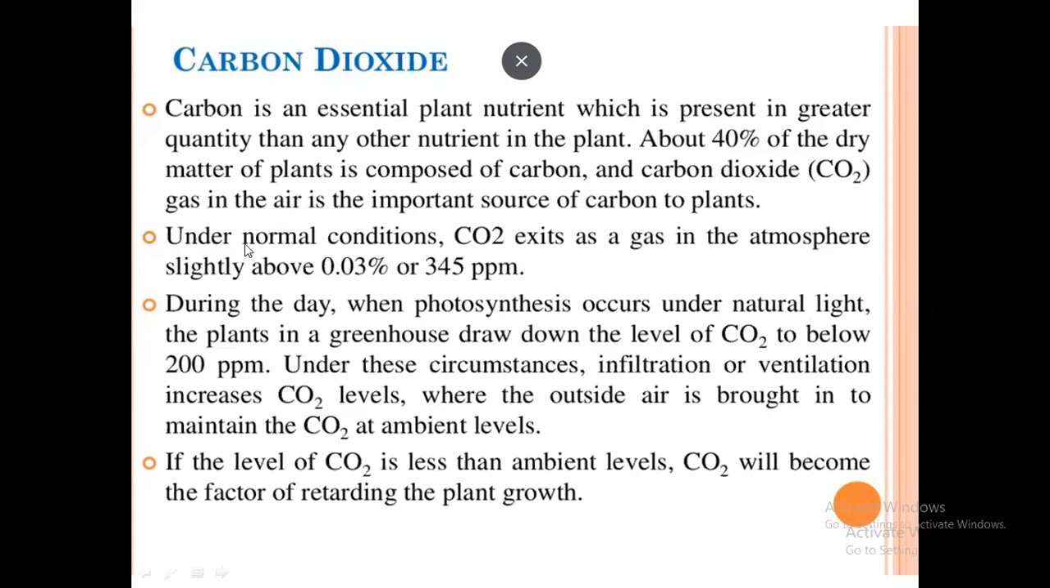Under normal conditions, the CO2 gas present in the atmosphere is slightly above 0.03%.